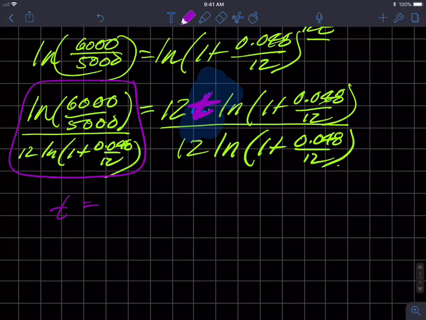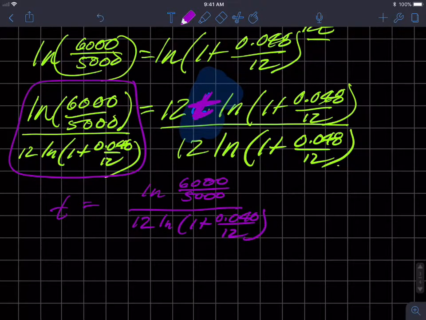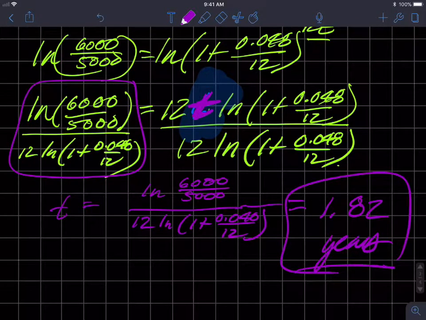So what is it? Natural log of 6,000 over 5,500 divided by 12 natural log of 1 plus 0.048 over 12. And if we put all of that into our calculator, I closed the example on myself. We put all that in our calculator, we get 1.82 years. So she's got to wait for just short of another 2 years before she'll have $6,000.